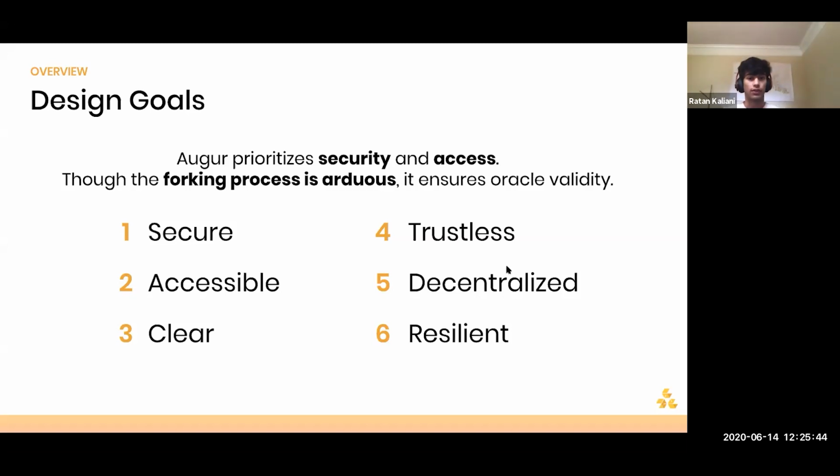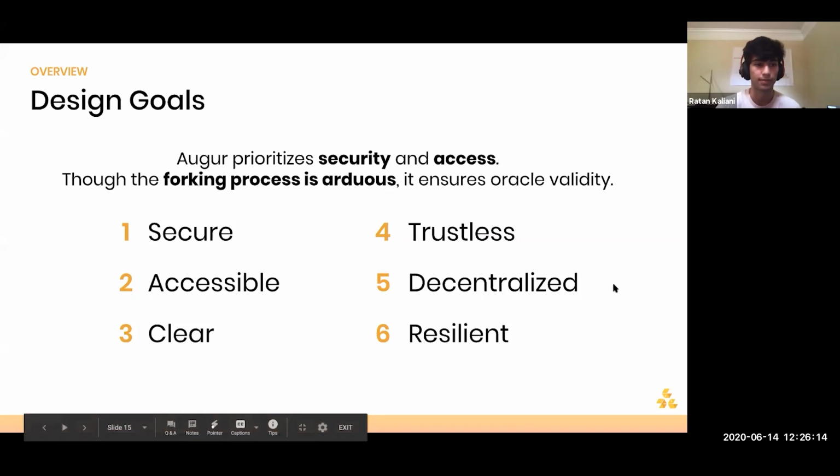The key design goals of Augur are focusing on security and access. So the first thing that they want to ensure is that an attacker can't take control of the platform, because if people are able to shift the outcome towards an outcome that's not the actual real world outcome, then that destroys the integrity of the platform. And this is accomplished through the forking process, which I'll dive into later. Though this process, you will soon learn, is in fact very arduous, it ensures that the oracle is valid in all cases and really is resilient towards attacks from attackers.